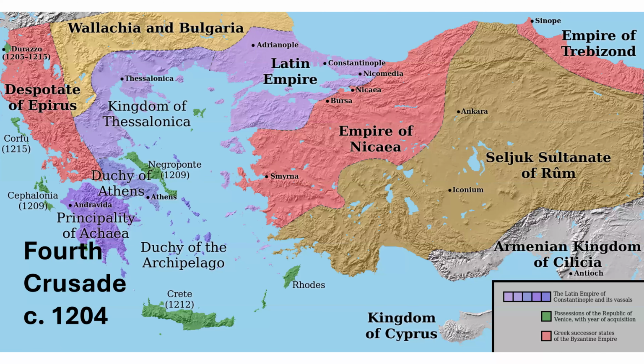Kind of the death knell of the Eastern Roman Empire came from not the Muslims, but the Christians. In 1204, the Fourth Crusade conquers Istanbul, or Constantinople at that time, and divvies up what was left of the Roman Empire. The Latin Empire that controlled Constantinople was still called the Roman Empire, but it was very, very small.